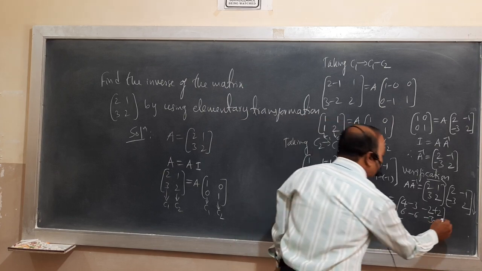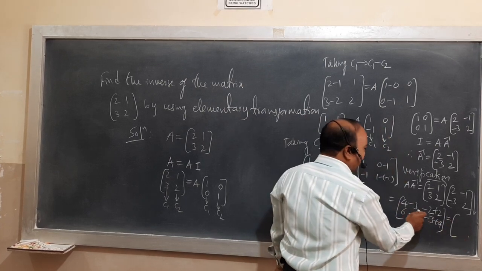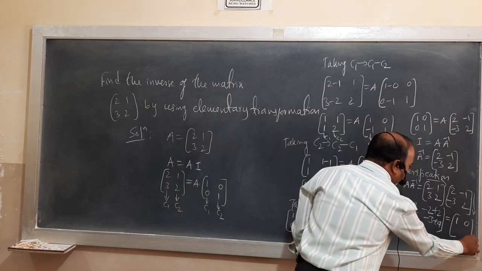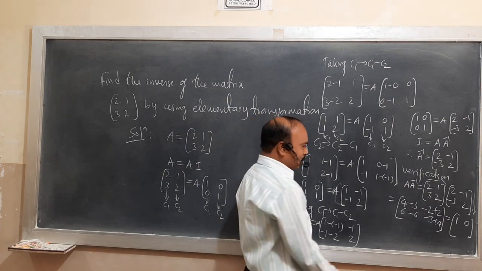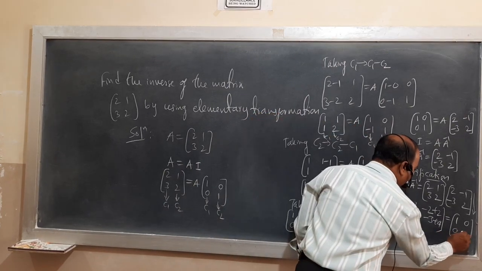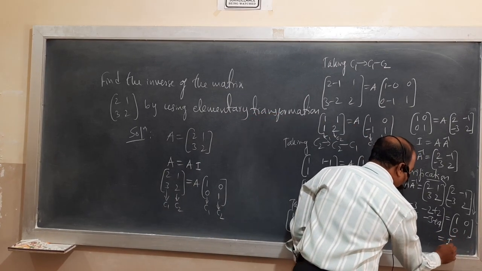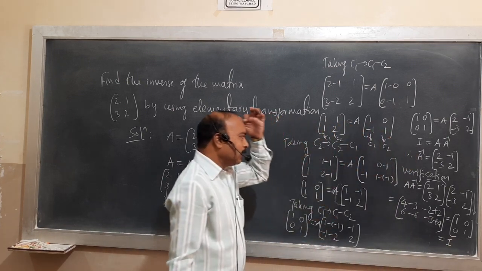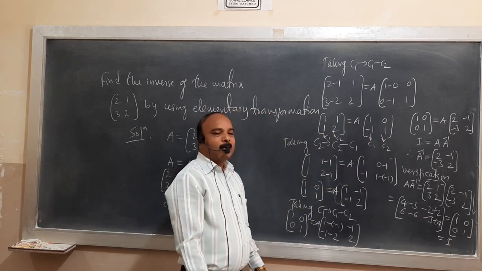Now we get 4 minus 3 is 1. Minus 2 plus 2 is 0. 6 minus 6 is 0. It is 1. It is nothing but I. Now we get A inverse into A equal to I.